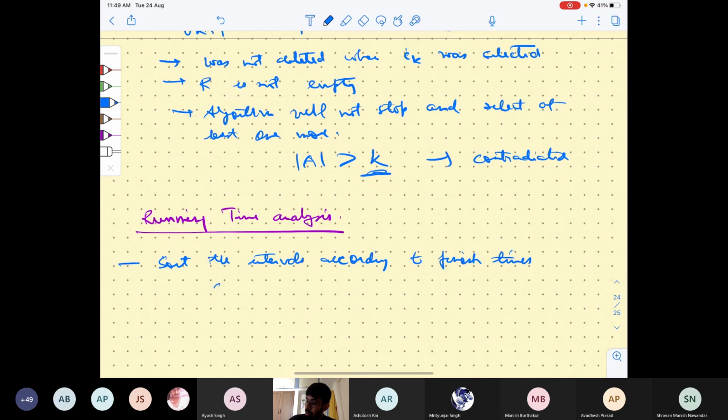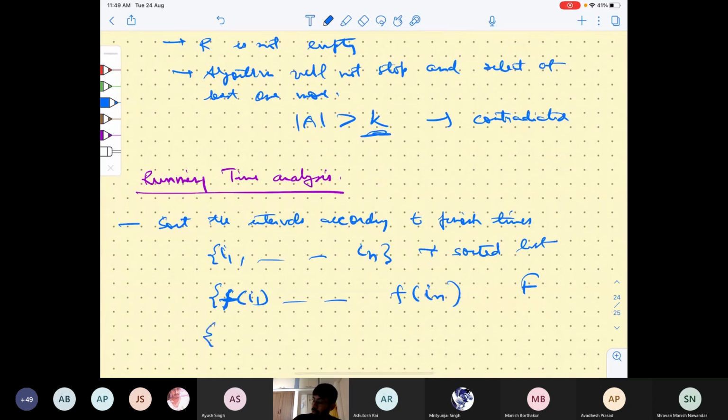Okay, so let the list be again I1 to IN. And you also have corresponding numbers in their lists, like F of I1 to F of IN. Let's call this list big F. Then you have S of I1 to S of IN. Let's call this list S. And so this one is sorted, of course, in increasing order. This one might not be sorted because you got the I1 to IN by sorting the finish times.